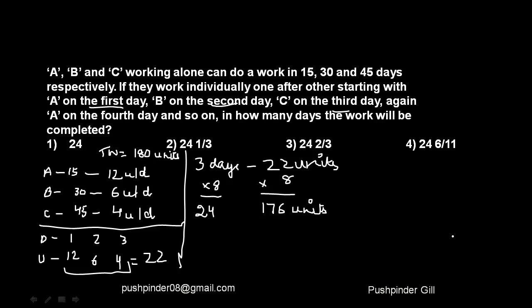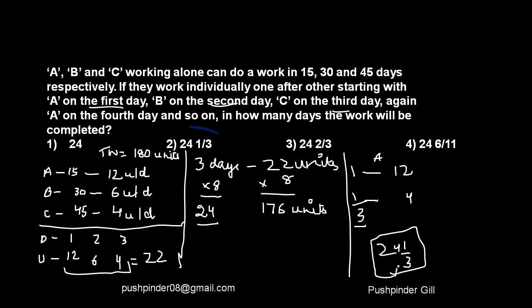So now whose turn is it? When the cycle repeats, it's A's turn. How many units do we need? We need 4 units. A is able to finish 12 units in a single day. For 4 units, he's just going to take 1/3 of the day if you apply the unitary method. So 24 days he took here, 1/3 day he took here. That means he took this many number of days in total to finish the job.